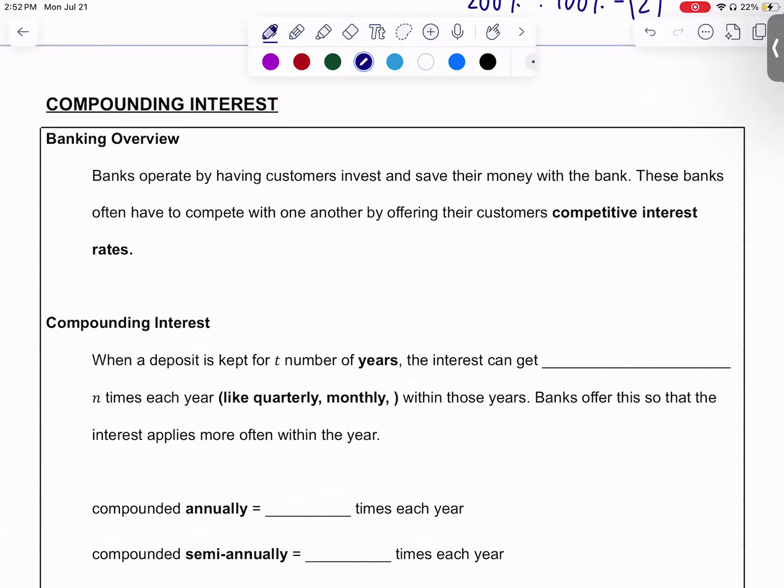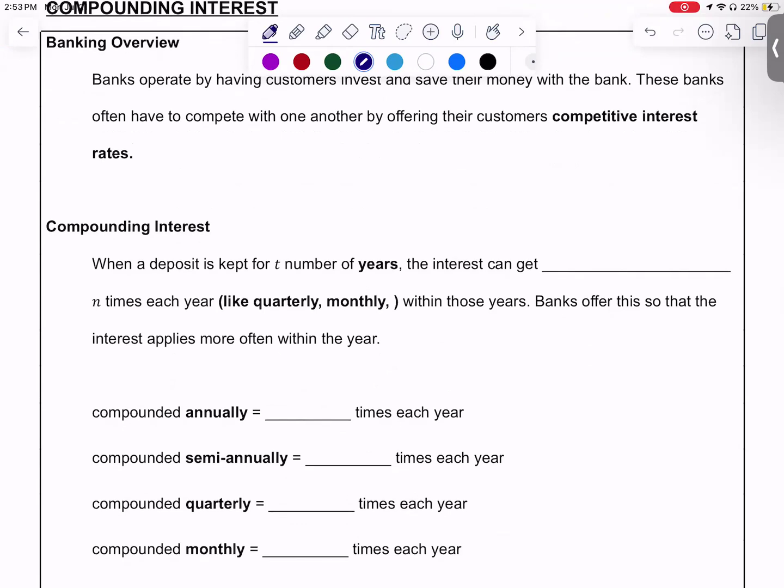Banking overview. Banks operate by having customers invest and save their money with the bank, right? That's how a bank makes money. They have people save their money with them over long periods of time. But because there's so many banks, these banks often have to compete with one another by offering their customers competitive interest rates. Interest is the amount of money that people earn just by leaving their money with a certain bank. So the bank will offer them more money over X amount of years if they save their money over longer periods of time.